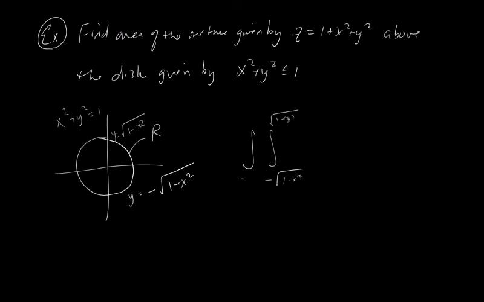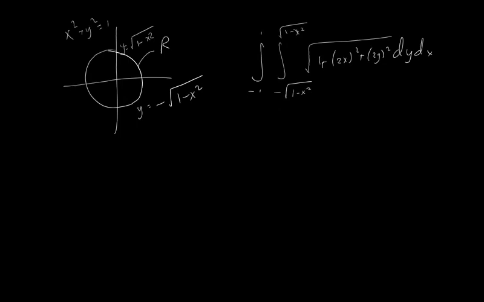Y would be going for x would be going from negative 1 to 1, and then we would have our square root and we would put in our derivatives. So 1 plus 2x squared plus 2y squared dy dx, right? And that's not going to be a really pretty integral to do like this in rectangular coordinates. However, it does lend itself nicely to conversion to the polar coordinates. So let's take a look at that.